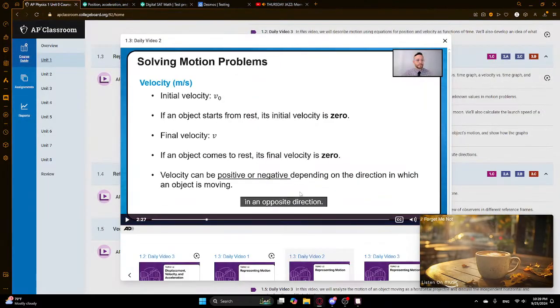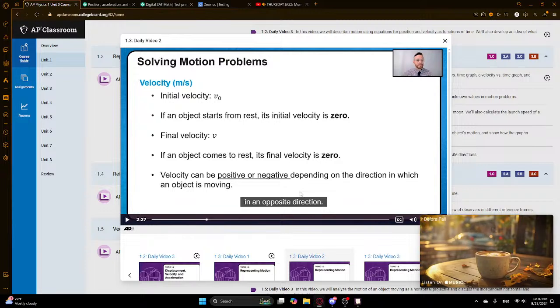Alright, here we go. Let me write this down. Initial velocity is v of 0. If an object starts from rest, its initial velocity is 0.